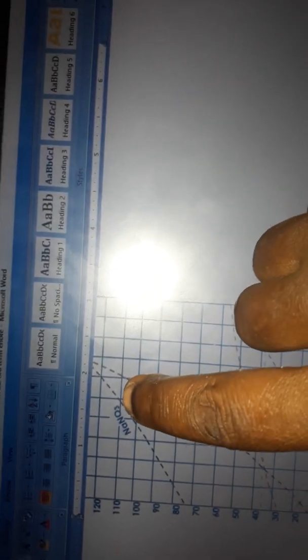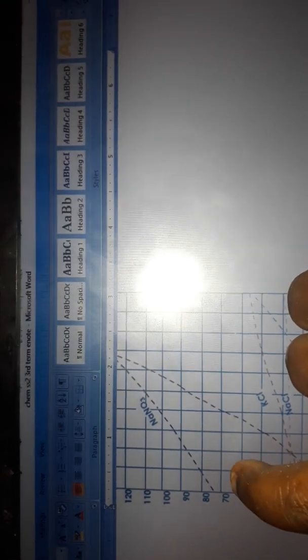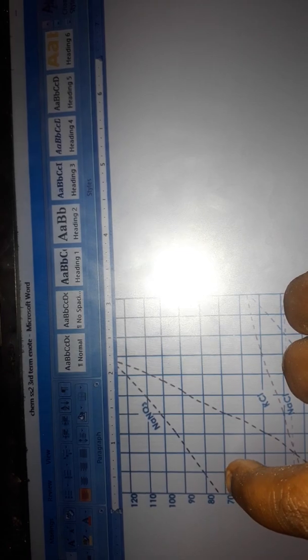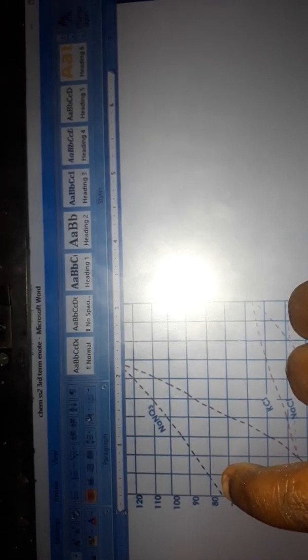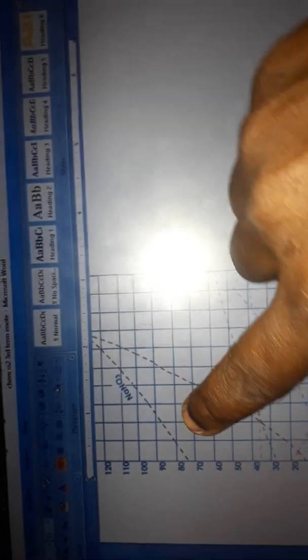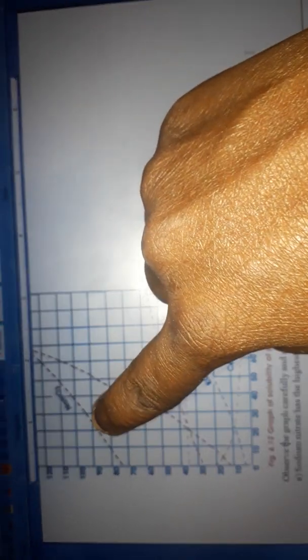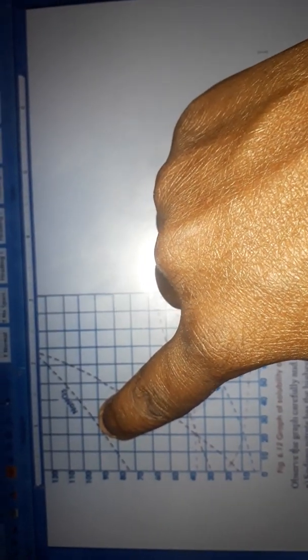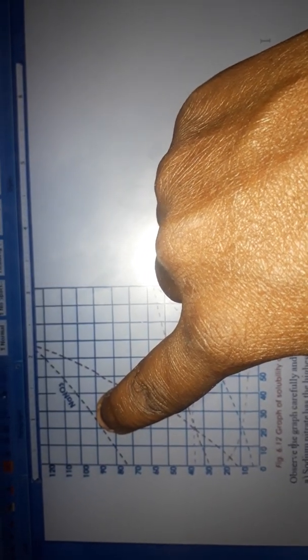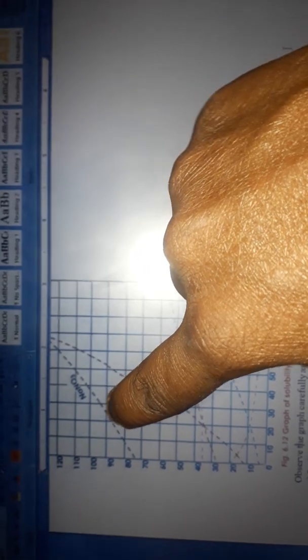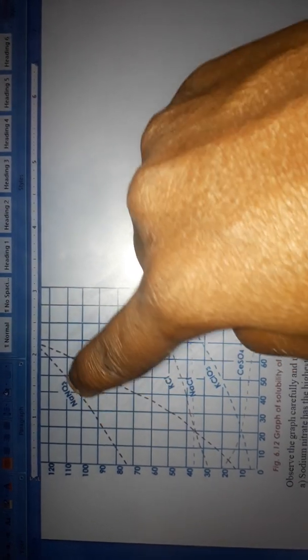All right, let's look at sodium trioxonitrate(V). Look at the solubility. The solubility is 70 here, 76 or so, at temperature 10. Now as the temperature increases, normally the solubility of a solid increases with the increase in temperature. When you heat a solid in solution, the solubility will increase. The solid will dissolve easily in solution.